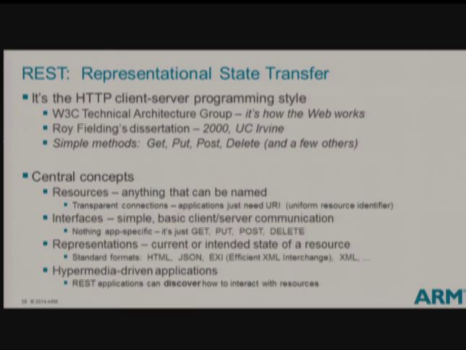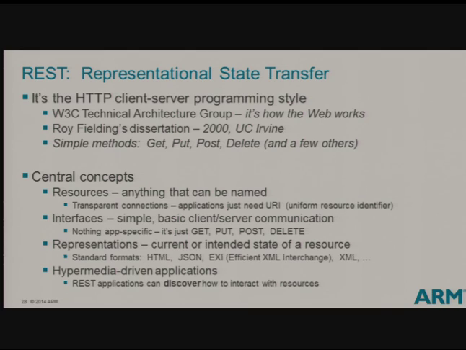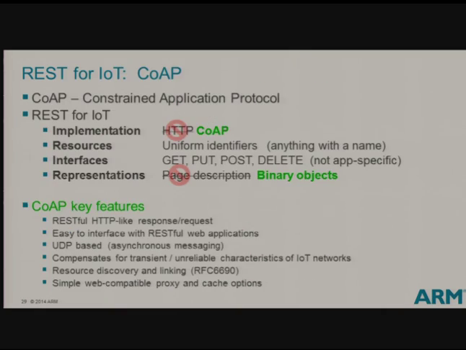The central concepts are resources, which is anything that can be named, and interfaces, simple, basic client-server communication. It's get, put, post, delete, just like HTTP, just like you're used to. Representations is just the state of a resource. And then you can use whatever you want, HTML or whatever, to transmit that information. And lastly, hypermedia-driven applications. This discoverability thing for IoT is huge because it's the thing that allows us to separate the functions of the supply chain and allow things to be dynamically discovered by applications. And this is probably the best and most standardized way to do that.